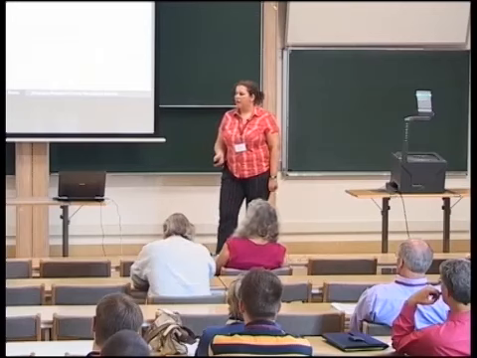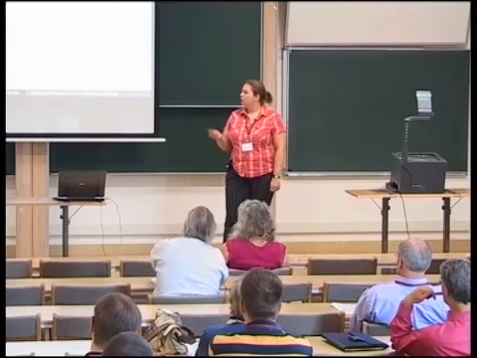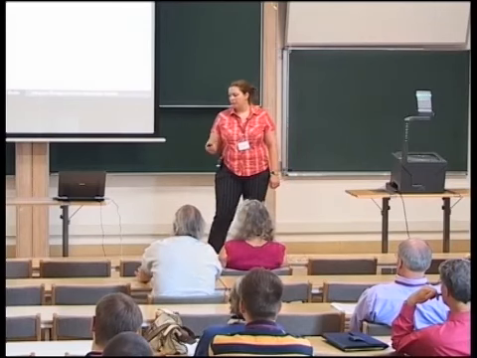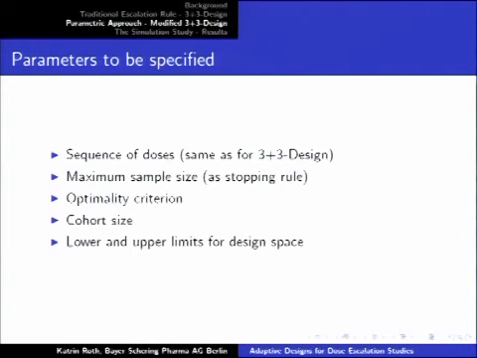To conduct this, I have to specify some things. First of all, I need the sequence of doses. This can be the same as for the 3+3 design. I need a stopping rule, which here is the maximum sample size. I have to settle for an optimality criterion. I need the cohort size, and I need to define my design space, the design region. And when I set all this, I can conduct this study according to this adaptive design.